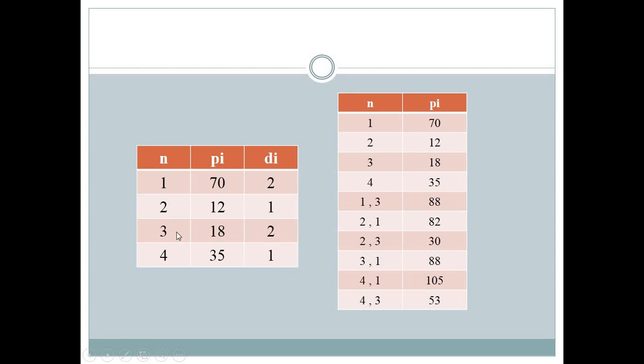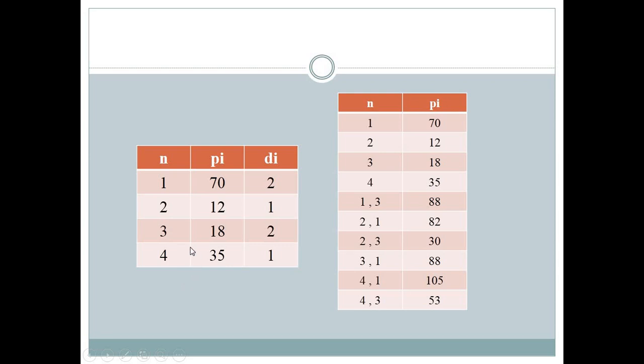After it we can consider 3 and 1. If we start this job first before its deadline, and at its deadline we can start job number 1, so total profit will be 70 plus 18, which is 88. After it we can also take a solution with job number 4 executed, which gives a profit of 35, and after it job number 1 is executed, which gives a profit of 70, so total profit will be 105.